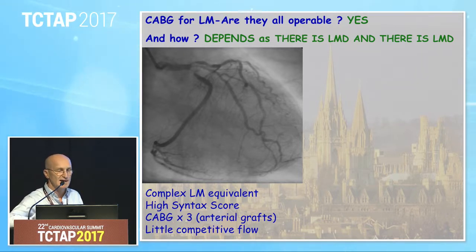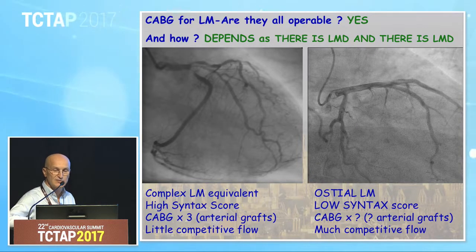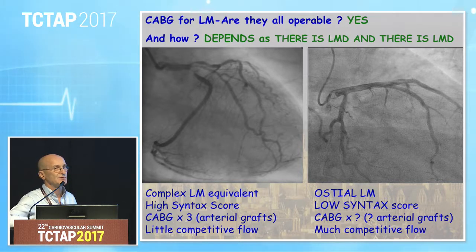This patient would have a high syntax score, and this patient would do very well with 3 arterial grafts, because it would be very little competitive flow. In contrast, in this patient with an ostial left main, there would be very low syntax score, and the question is how many bypass grafts would you use?